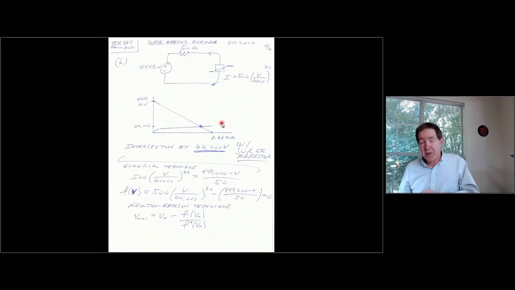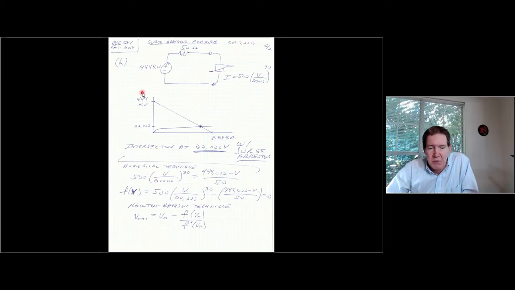Well, there are a couple of ways you can do it. One would be to do this graphically: get some plotting paper, put this on plotting paper, and eyeball where this intersection is. You can see this is going to be close to 22,000 volts. So whereas I would have had 440 kV, the surge arrestor is going to knock this down to 22 kV.